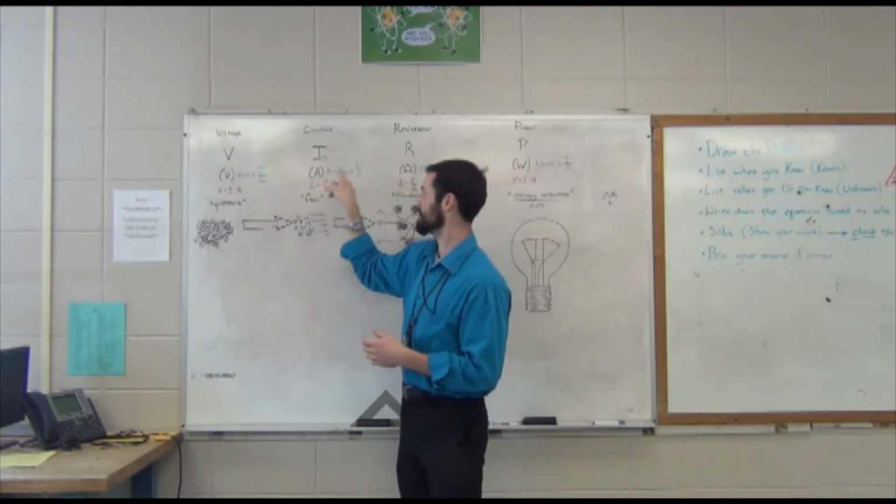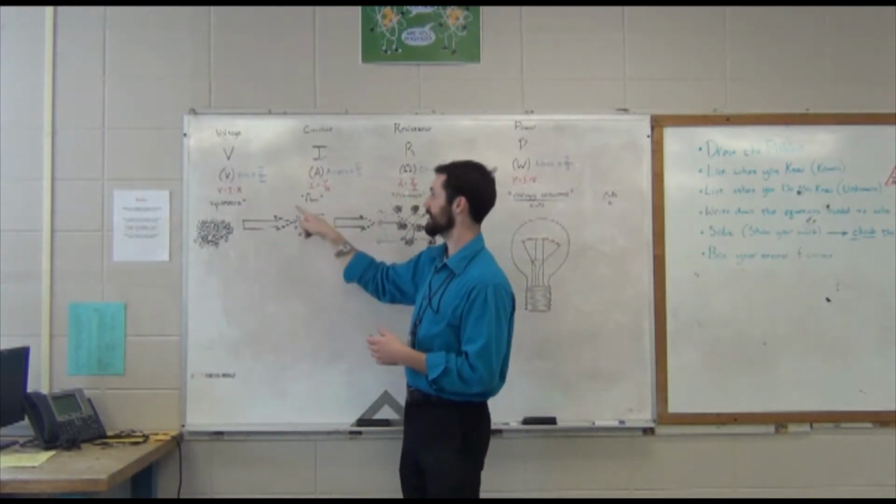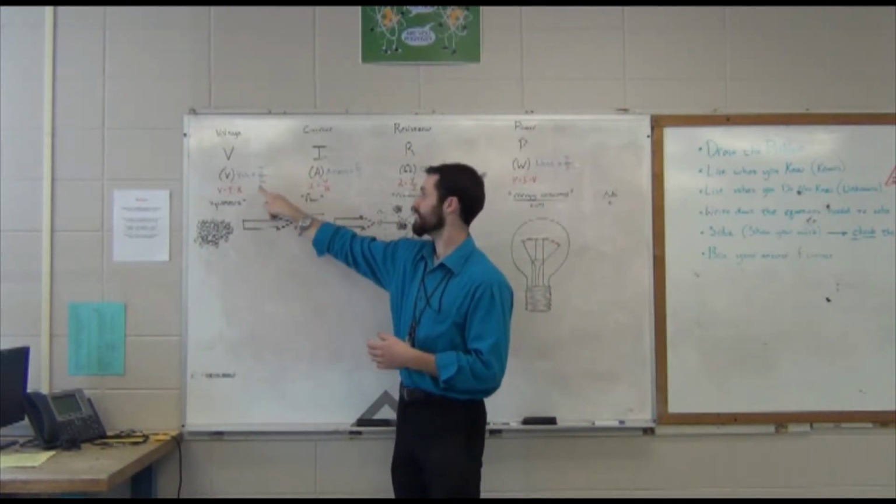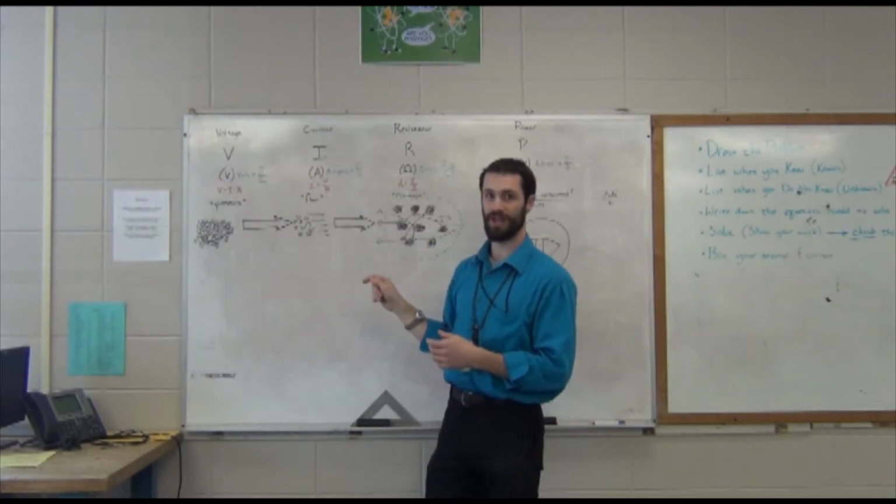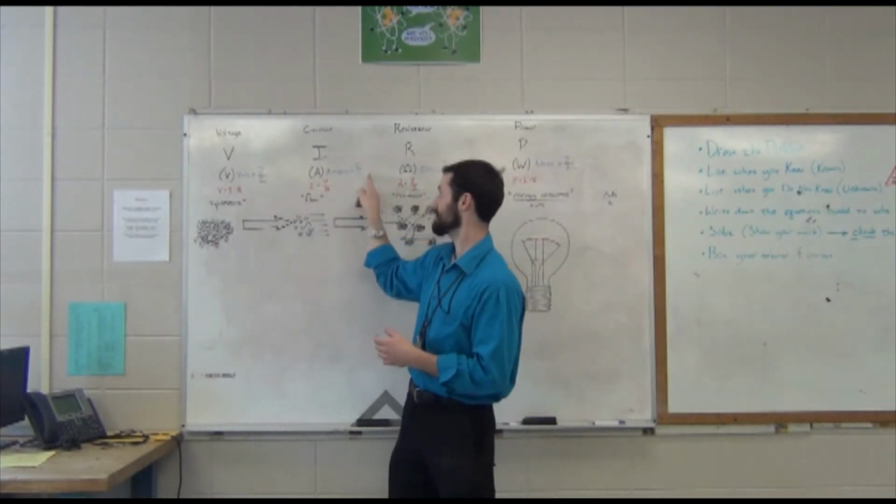Well, if we have the current, coulombs per second, and the voltage, which is joules per coulomb, the coulombs will cancel out with each other as you multiply them out, so you just get joules per second.